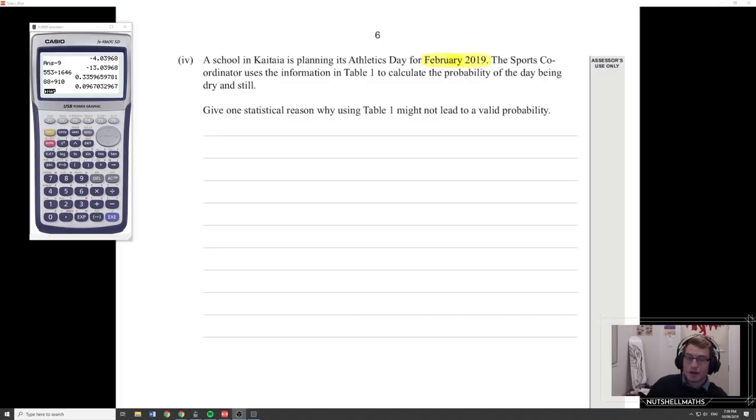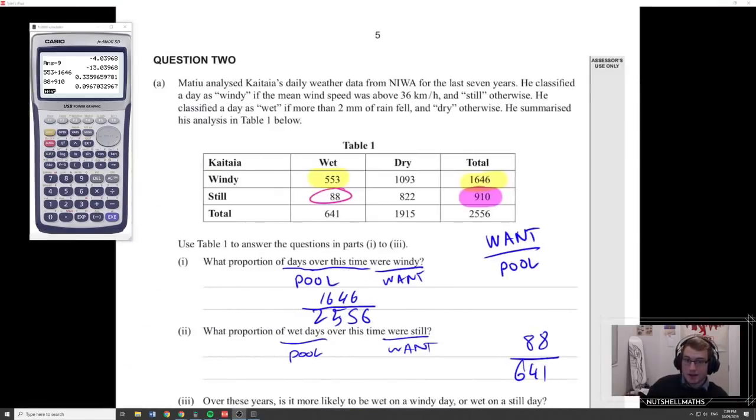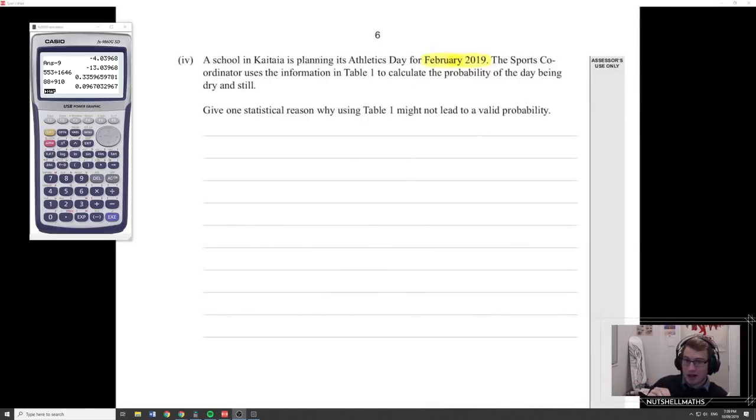Okay? That's literally all they are looking for. They're looking for you to identify that this data came from 7 years' worth of stuff. They are trying to make a prediction of Athletics Day in February. Chances are the year-long data is going to be different to what we need in February. That's all you need to write down.